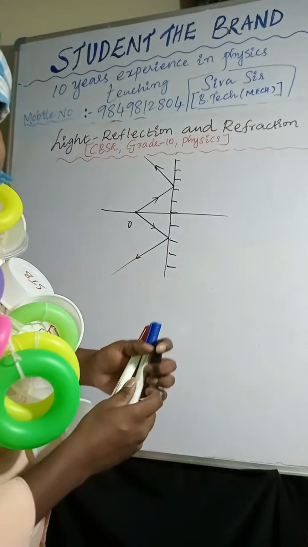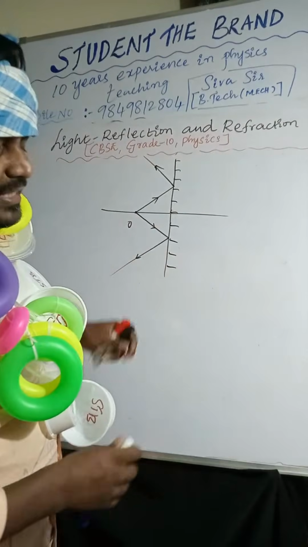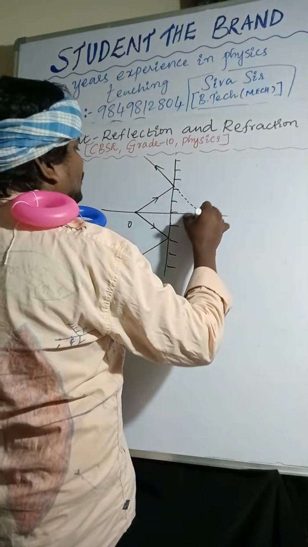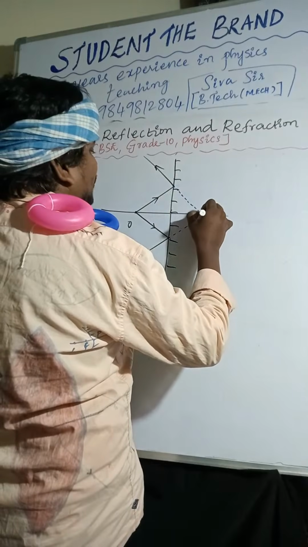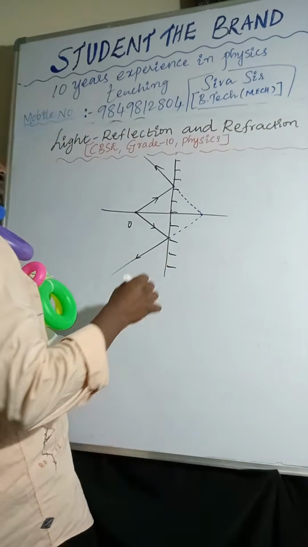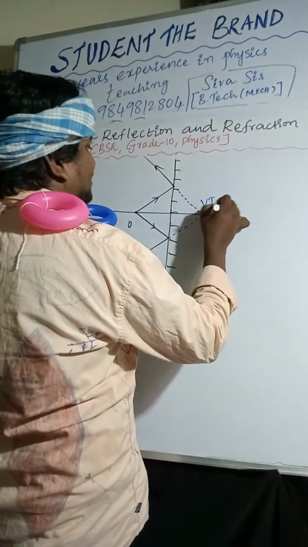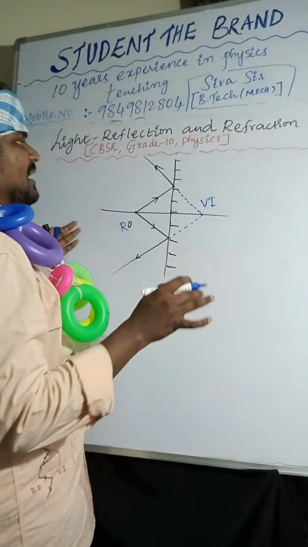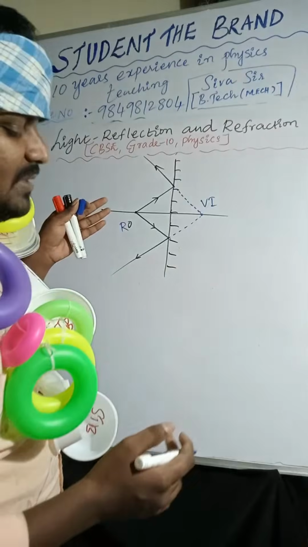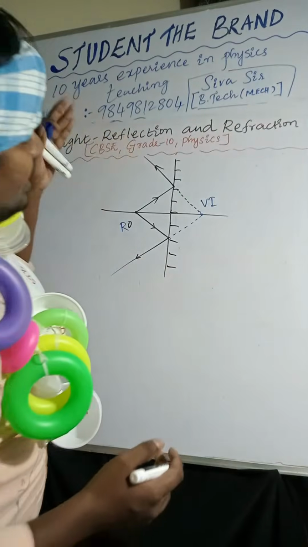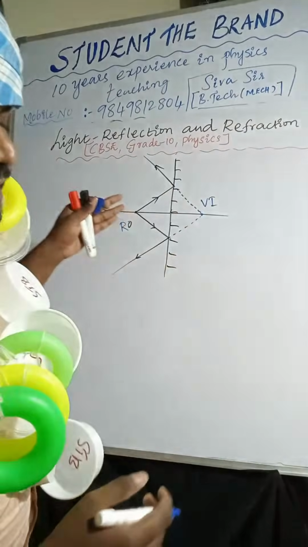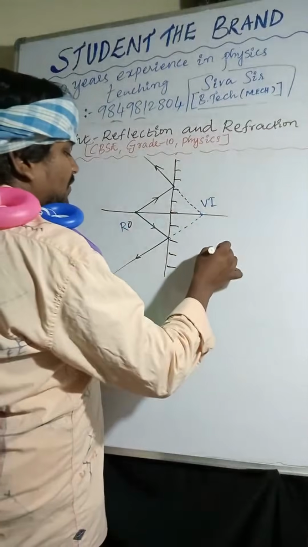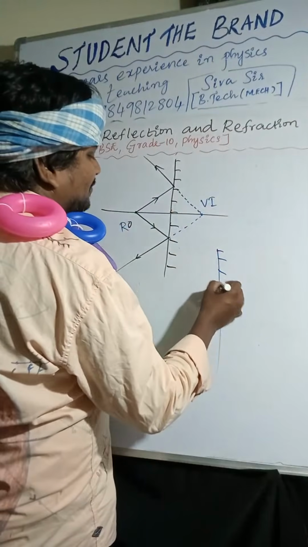If you are extending those reflected light rays, they will meet at one point. Their image is forming. That image is called virtual image.